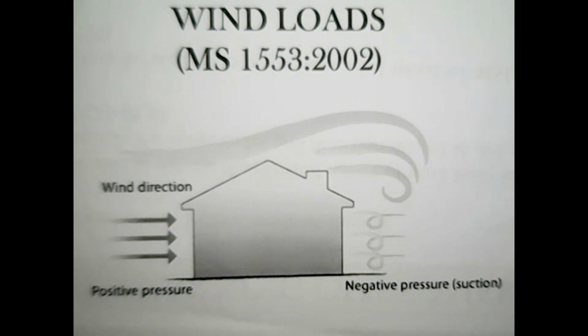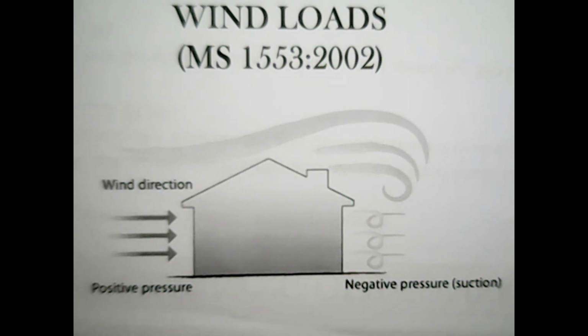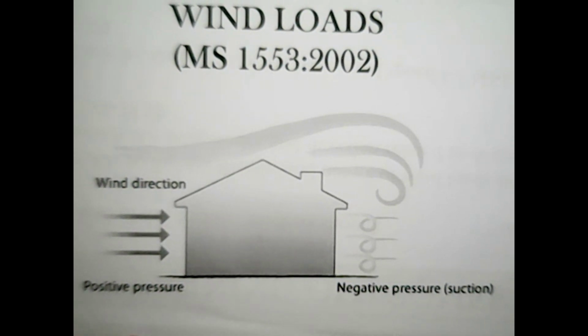Okay, so now we are going to learn our new topic, which is design buildings to resist wind loading. To design the building in resisting wind loadings, you must have the clause MS1553:2002. So here is the clause that you need to have. Here are the Malaysian standards that you need to refer to throughout this design of wind loading.